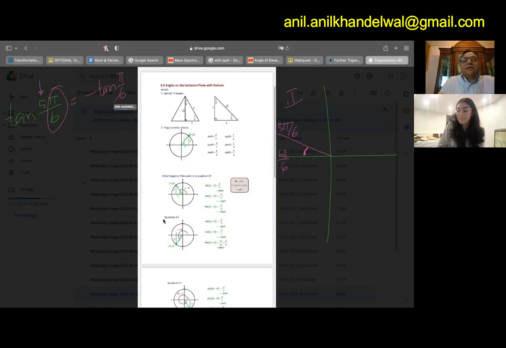Now look at the pi by 6. This is my pi by 6. What is tan pi by 6? Opposite over adjacent. That is 1 over square root 3, with a negative sign because you are in quadrant 2. This is so much easier than last year, because that didn't make sense at all. And now I actually get it.